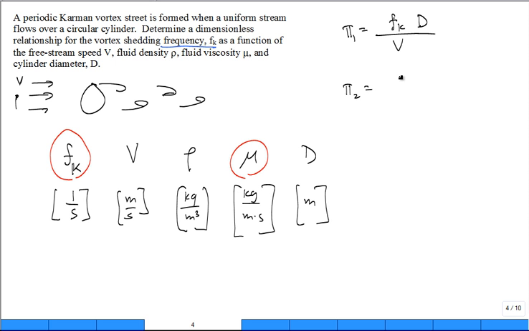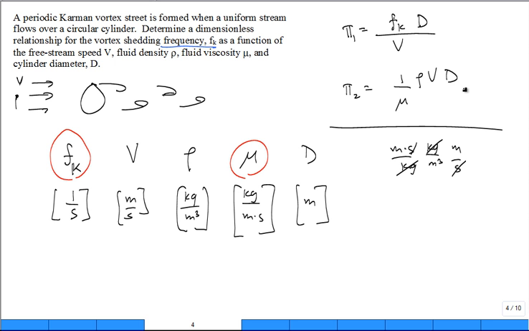Well, I like to start with 1 over mu. And so it's meter second per kilogram as the unit. Get rid of the kilogram by multiplying by rho, kilogram per meter cubed. So get rid of the second by multiplying by v. Get rid of the last length by multiplying by d, and it is the Reynolds number.